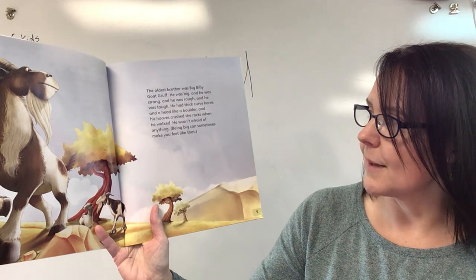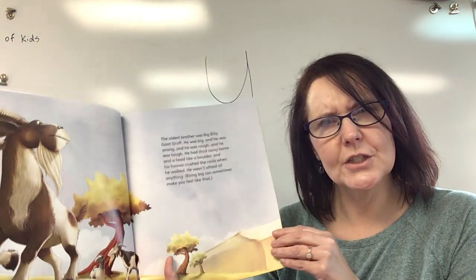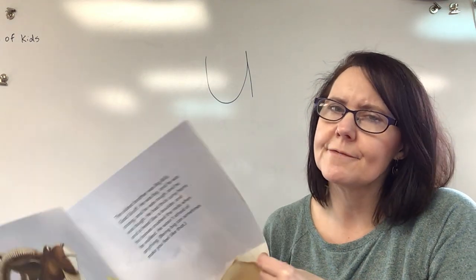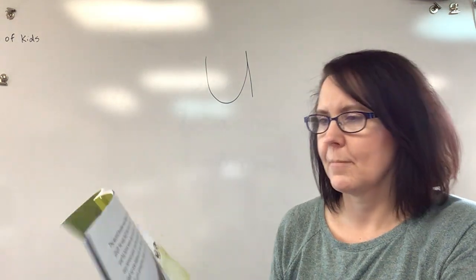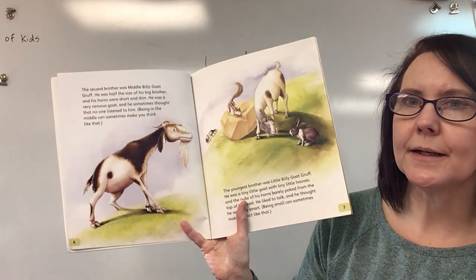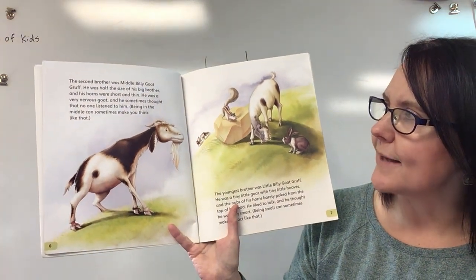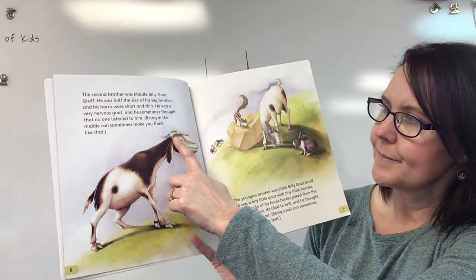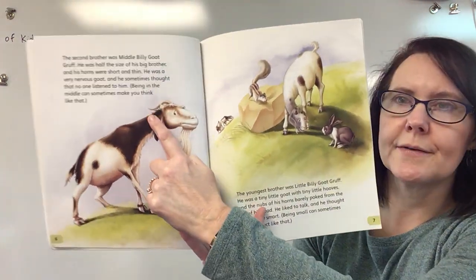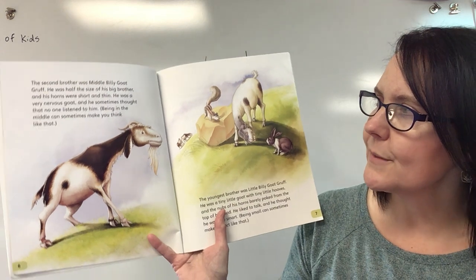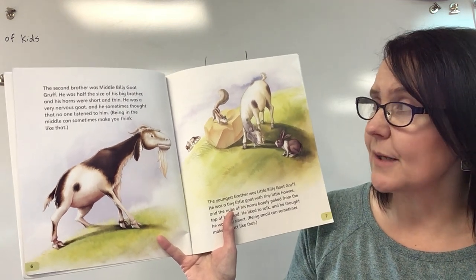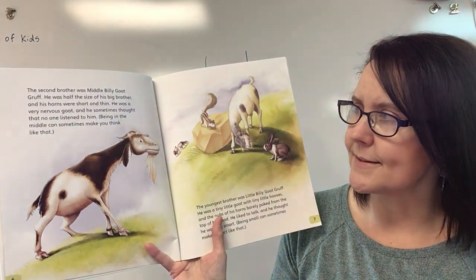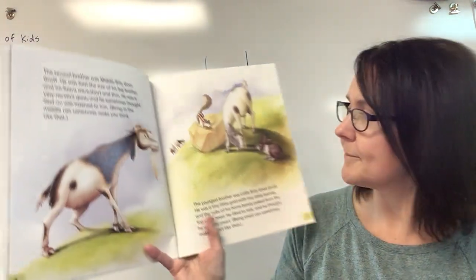Being big can sometimes make you feel like that. Did you know that? When you're really big, you're not as afraid of things sometimes. The second brother was Middle Billy Goat Gruff. He was half the size of his big brother, and his horns were short and thin. So his horns are kind of small, aren't they? He was a very nervous goat, and he sometimes thought that no one listened to him. Being in the middle can sometimes make you think like that.